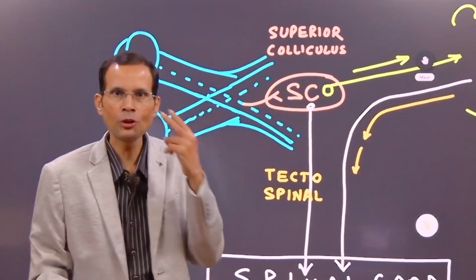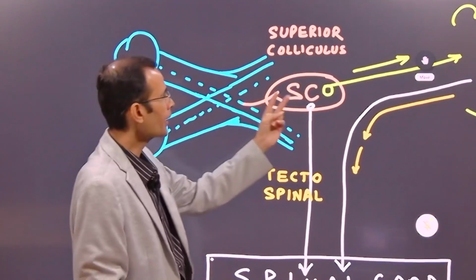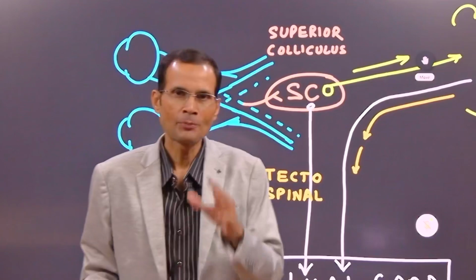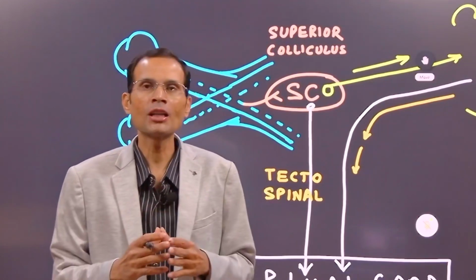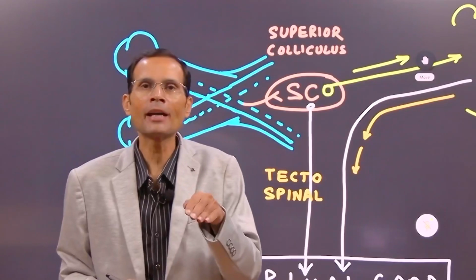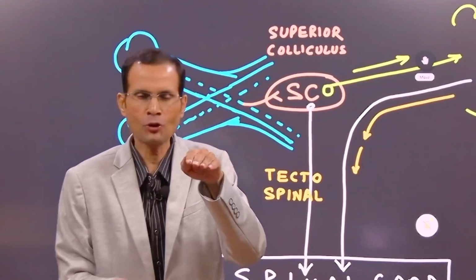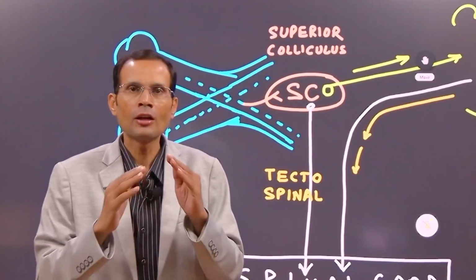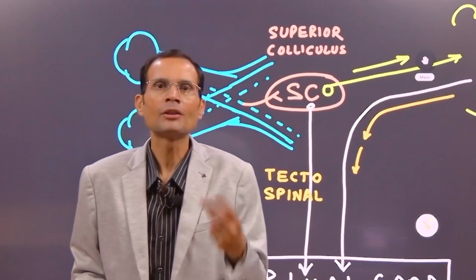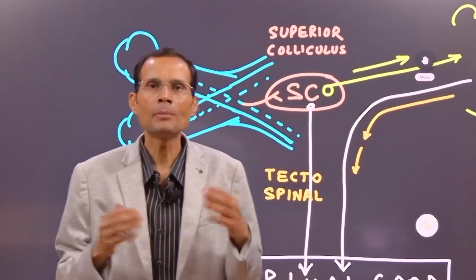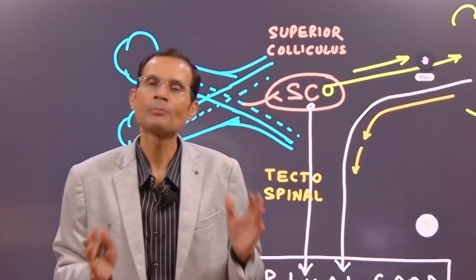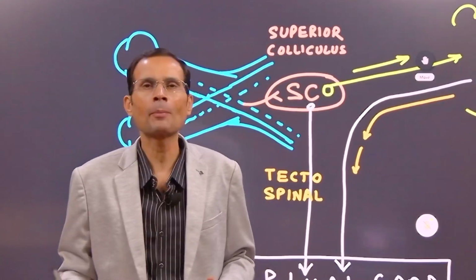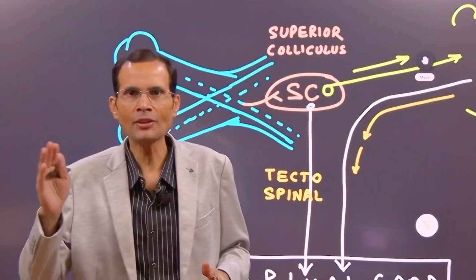From the visual pathway, one set of collaterals is sent to a structure called the superior colliculus. Now let me tell you a few things about this. We are talking about the midbrain. Roof of the midbrain is called tectum and floor is called tegmentum. We are concentrating on tectum. This tectum has four bodies: two superior colliculi, two inferior colliculi. So tectum means superior colliculus and inferior colliculus. Superior colliculus is associated with the visual pathway, and inferior colliculus is a part of the auditory pathway.